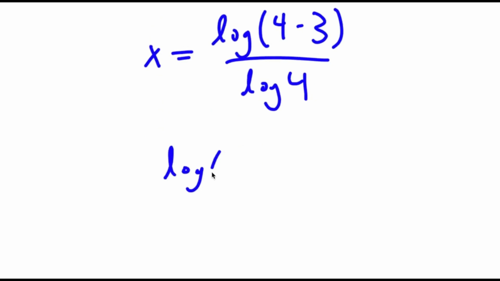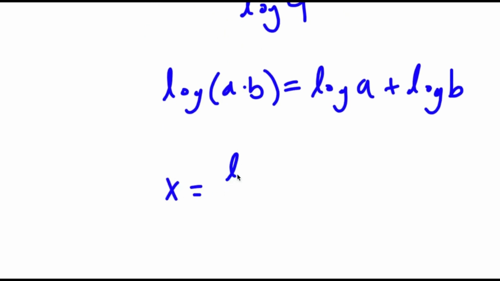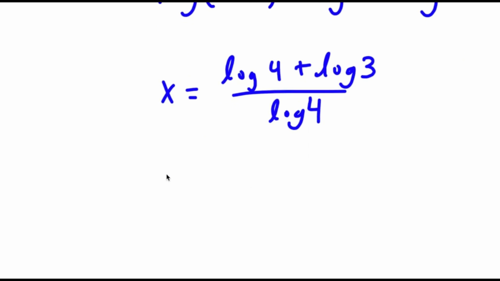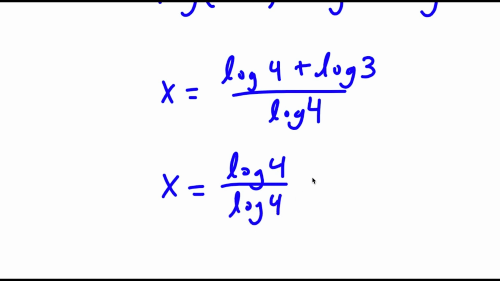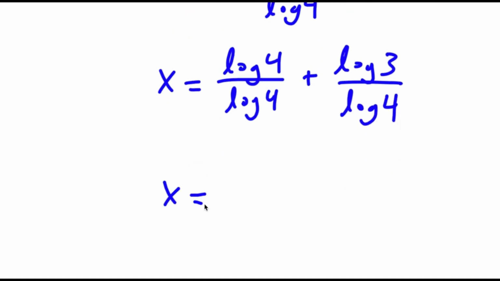And if I have something in the form log of a times b, this is equal to log a plus log b. So log of 4 times 3, that's going to equal log 4 plus log 3 over log 4. And this is equal to log 4 over log 4 plus log 3 over log 4. Now log 4 and log 4, these two cancel out. So now I have 1 plus log 3 over log 4.